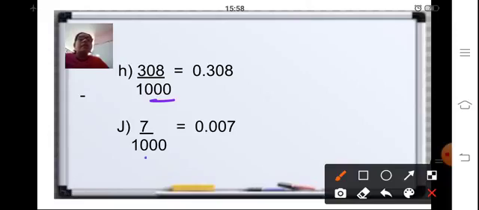Now 7 upon 1000. In the numerator you have got only one single digit. So write the number 7 as it is. For the second and the third place, put 2 zeros and then put a decimal point and then 0.007. Okay. So this is how you will convert from decimal fractions to decimal numbers.